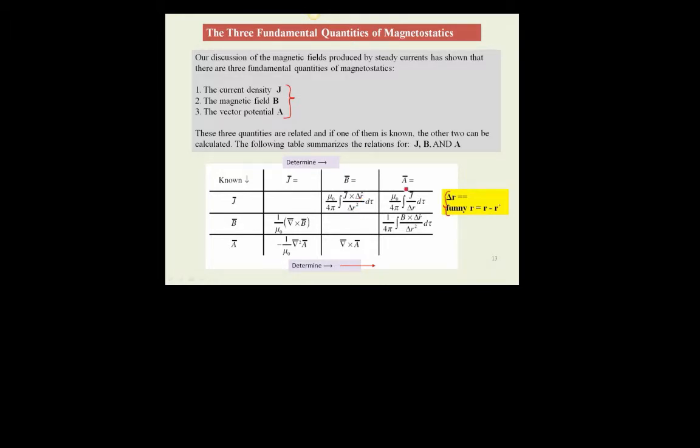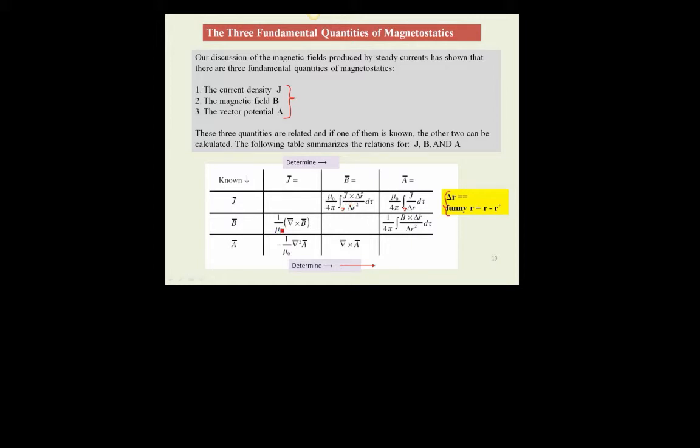Likewise, if we have J, we can form A by the equation that we derived, mu0 over 4 pi, and so on. This is the volume integral, so this is an integral over tau. Same here, this is an integral over tau. If you know B, then we can calculate J just by solving for J from the fundamental equation, which relates J and B right here.